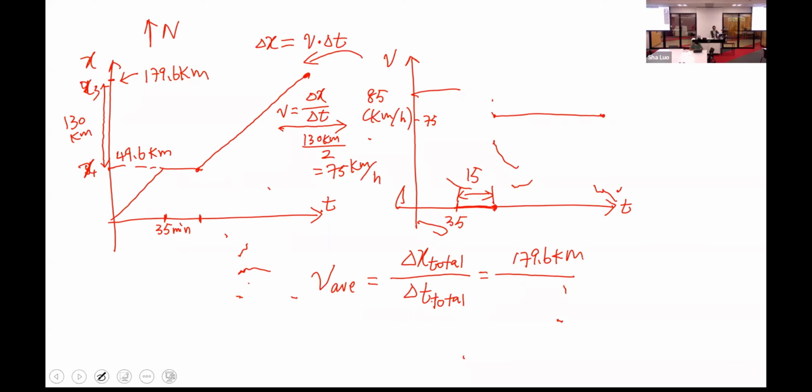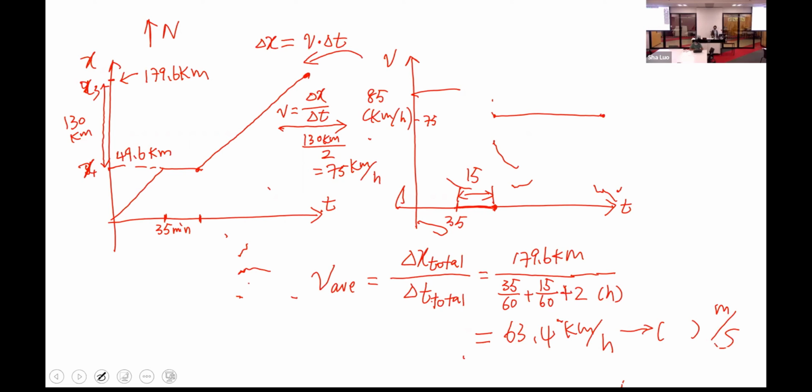But in this question, you can also use kilometers per hour, right? So the first one is how many minutes? 35 minutes. 35 minutes over 60 is the hour. Second one, 15 minutes over 60 is the hour. Last one is 2 hours. Okay, so this is with the unit of hour. So as a result, you will get 63.4 kilometers per hour here. You can also convert it to meters per second.